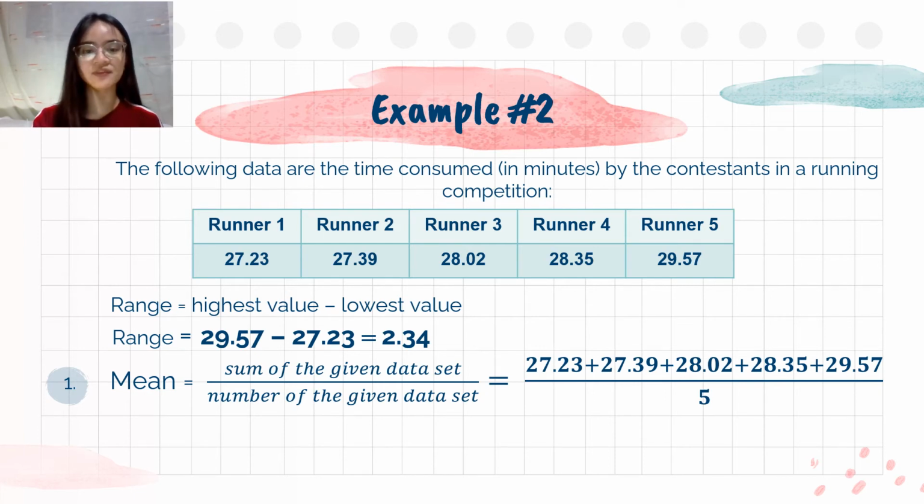We will find the sum of the given data set, which is 27.23 plus 27.39 plus 28.02 plus 28.35 plus 29.57 over 5. Yung 5 is kung ilan lahat ng runner. So, 5 sila. So, 5 yan. And then, kapag inadd natin yan lahat, magiging sagot is 140.56 over 5, and the answer is 28.11.